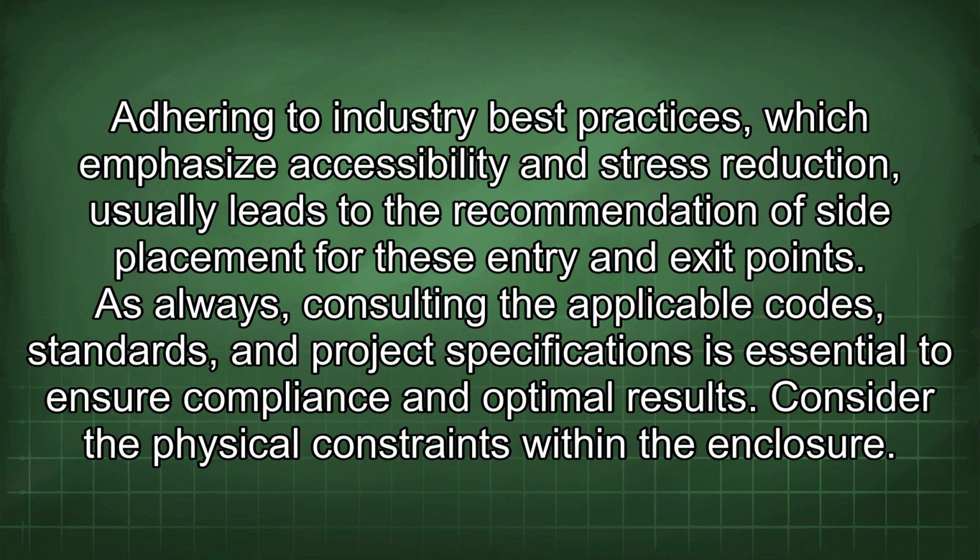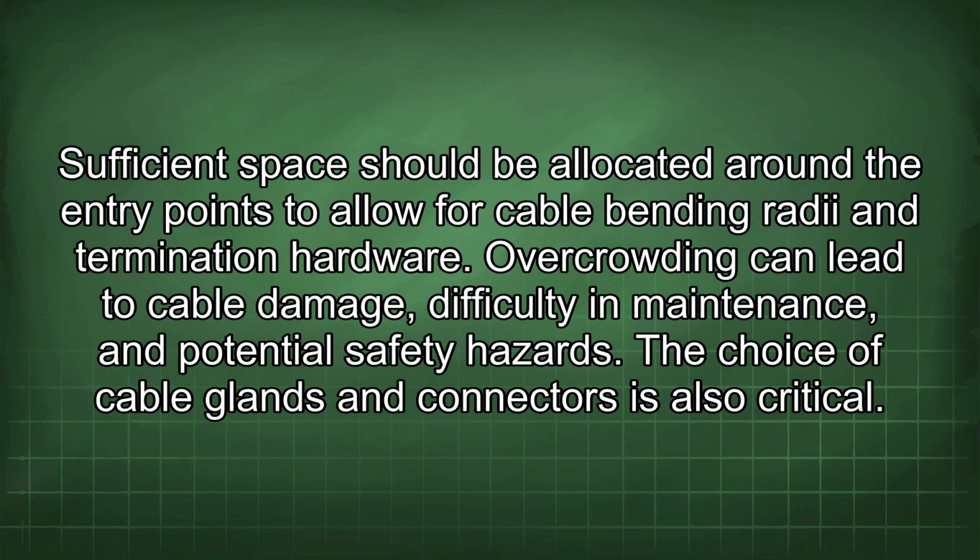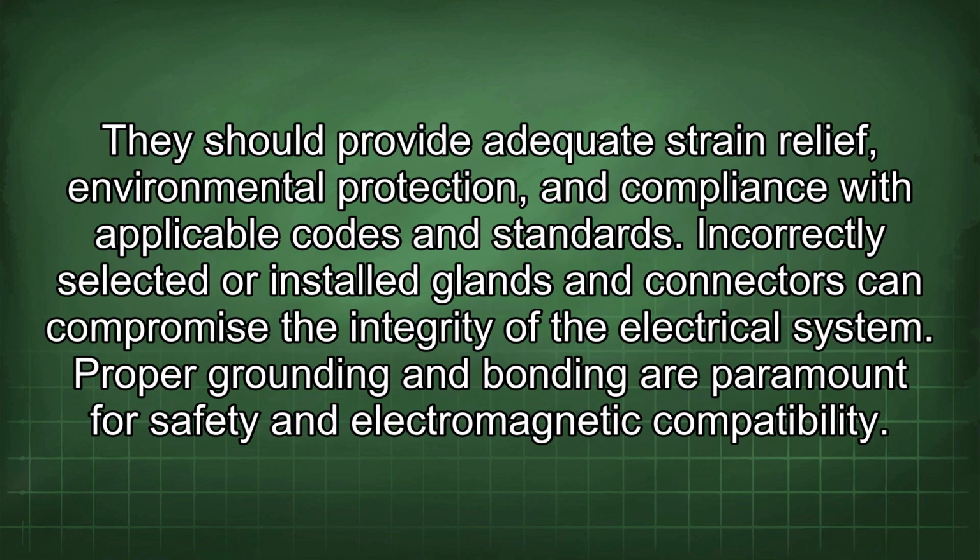Consider the physical constraints within the enclosure. Sufficient space should be allocated around the entry points to allow for cable bending radii and termination hardware. Overcrowding can lead to cable damage, difficulty in maintenance, and potential safety hazards. Choice of cable glands and connectors is also critical. They should provide adequate strain relief, environmental protection, and compliance with applicable codes and standards. Incorrectly selected or installed glands and connectors can compromise the integrity of the electrical system.